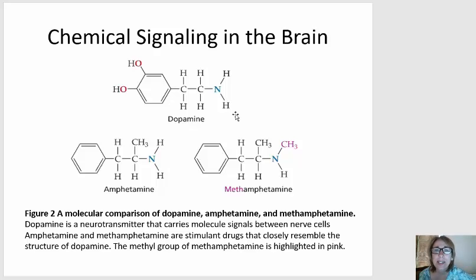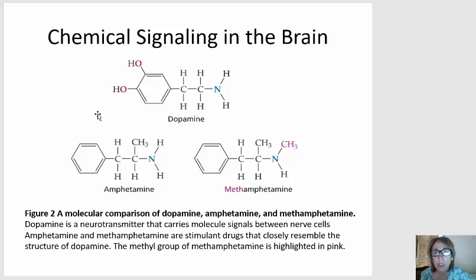What I want to point out is the similarity in structure between dopamine and amphetamine and methamphetamine. Dopamine is associated with feelings of pleasure, as are amphetamine and methamphetamine, which are both stimulant drugs. Dopamine, amphetamine, and methamphetamine all have a benzene ring, which is connected to two carbons and then an amine group. Amphetamine is different than dopamine in some small ways.